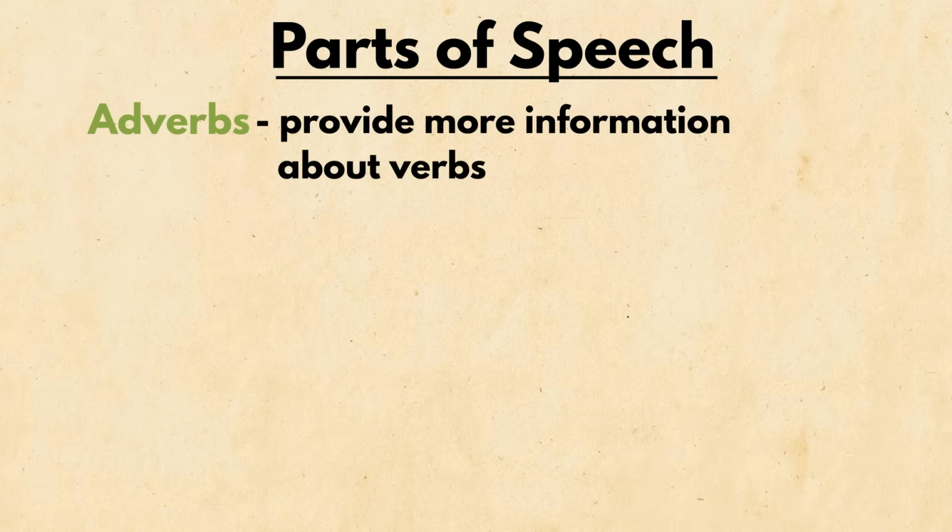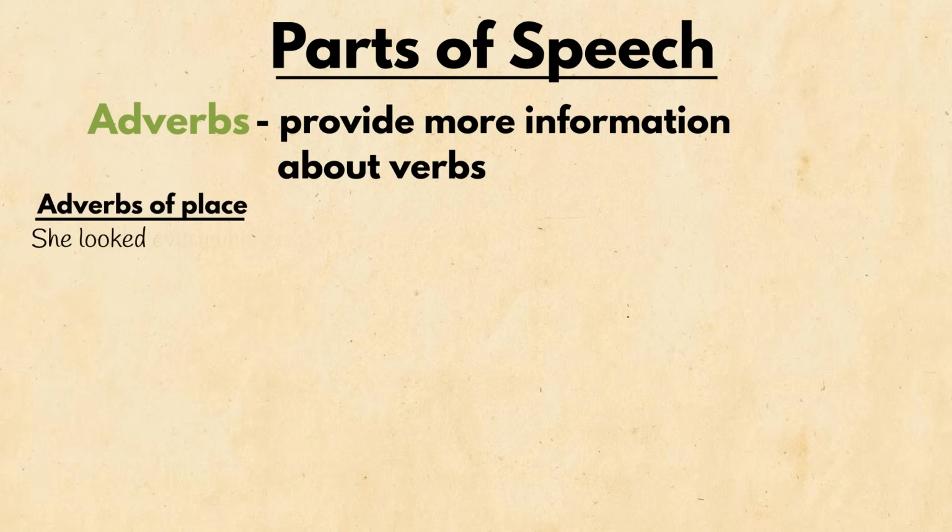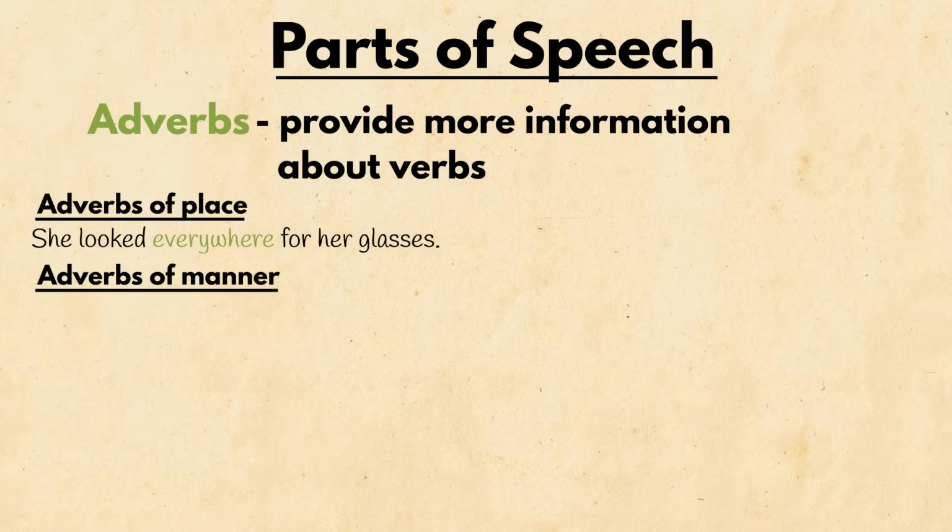There are different types of adverbs. Here are a few. Adverbs of place describe where an action takes place. For example, she looked everywhere for her glasses. Adverbs of manner describe how an action happens. For example, he drove slowly down the road.